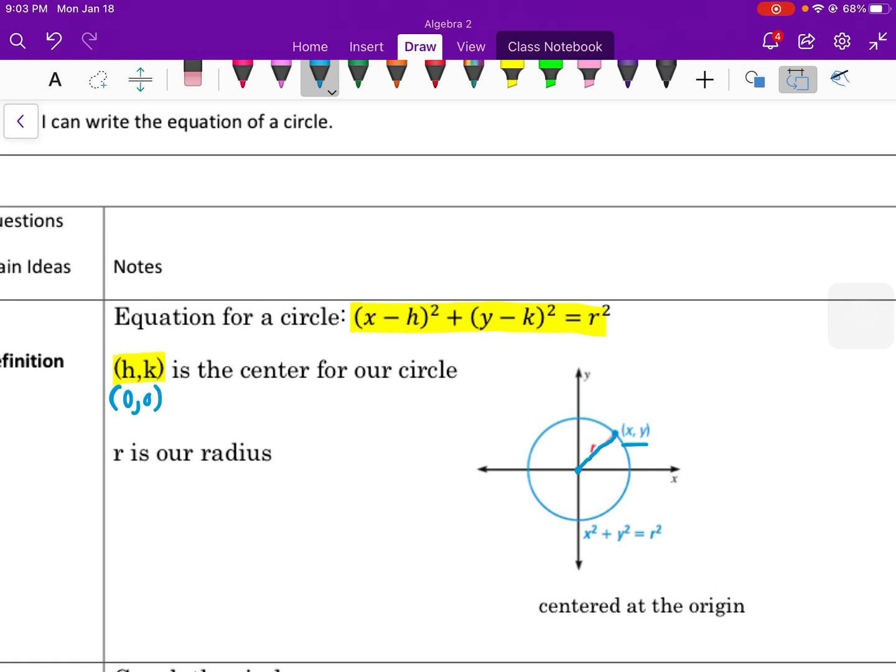And so to find that, we take the square root, and then we get that equal to r. And this stems from Pythagorean's theorem, where x squared is a squared, y squared is b squared, and r squared would be c squared. So it's of the same form there.